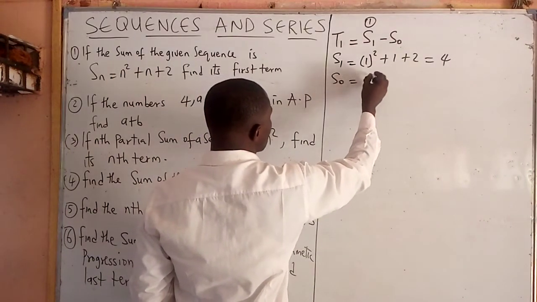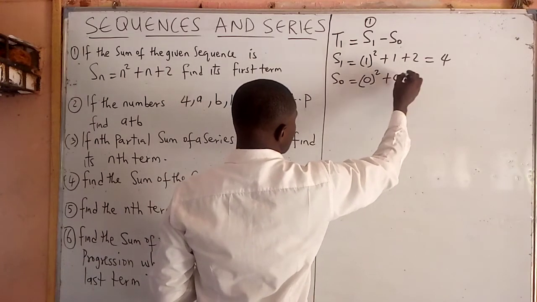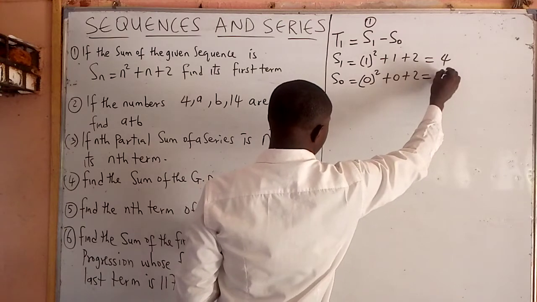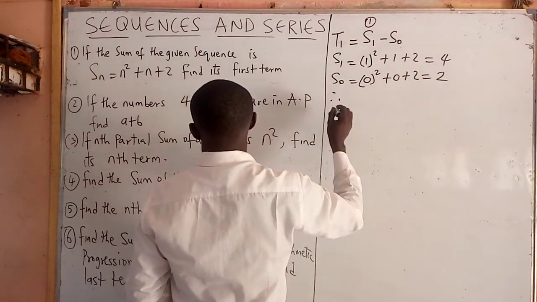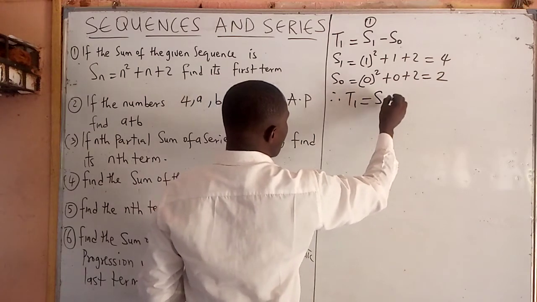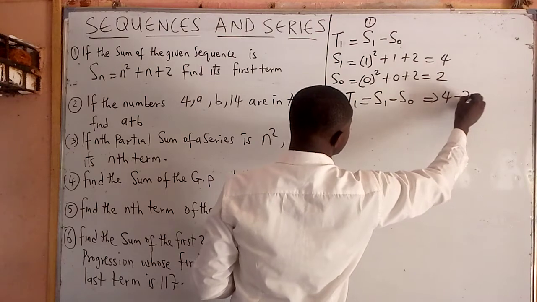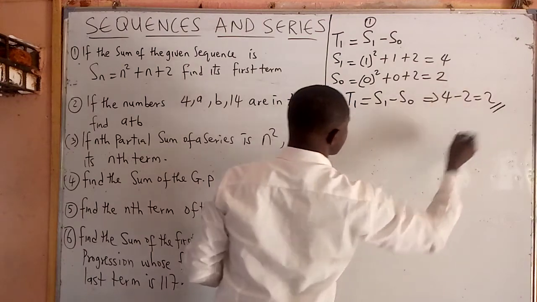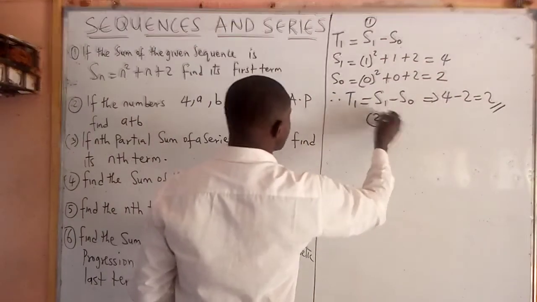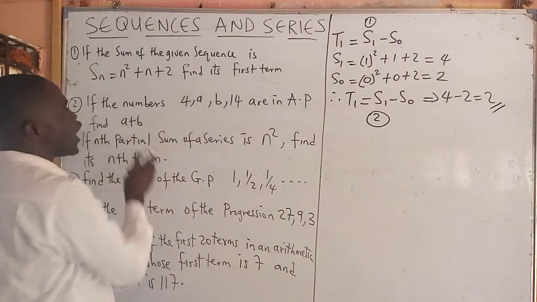S0 equals 0 squared plus 0 plus 2. That will give you 2. Therefore, first term equals S1 minus S0. That will give me 4 minus 2 equals 2. Answer. For question number 2, they say if the numbers these are in AP, find A plus B.